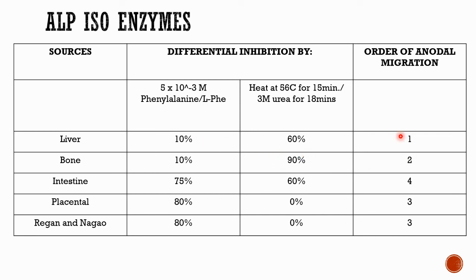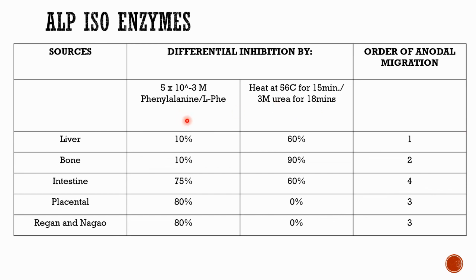Okay, so these are their performances under different tests. For the order of anodal migration under electrophoresis, the most anodal is the liver, next is bone, then the placental, and then the intestine. Again, this is for electrophoresis.